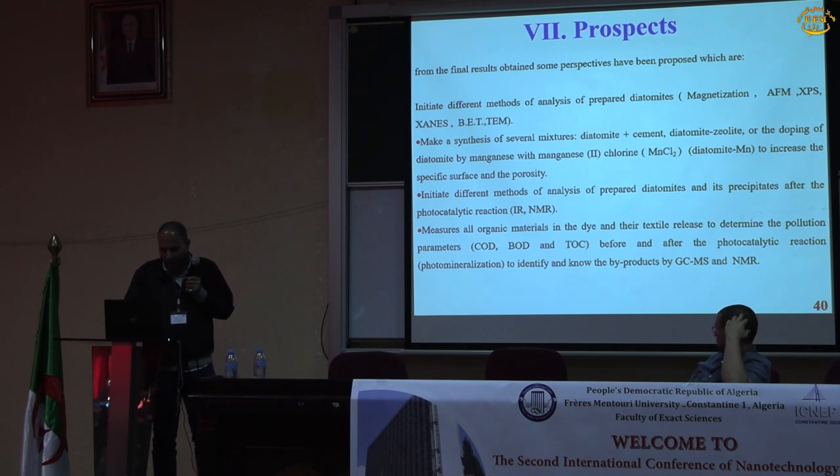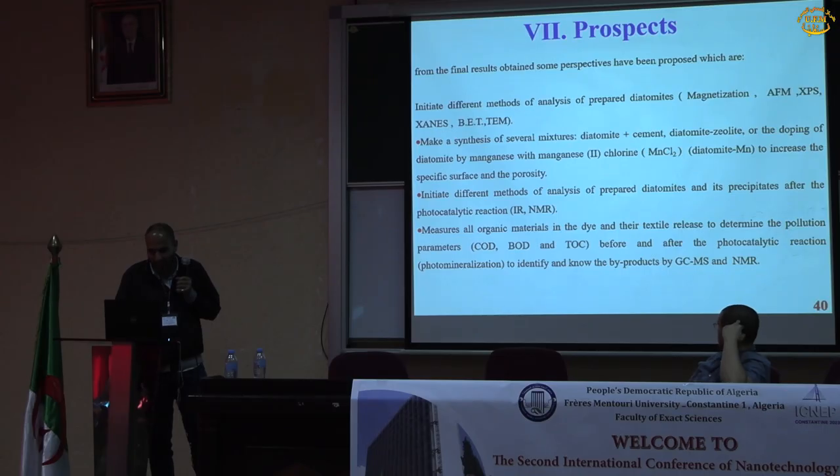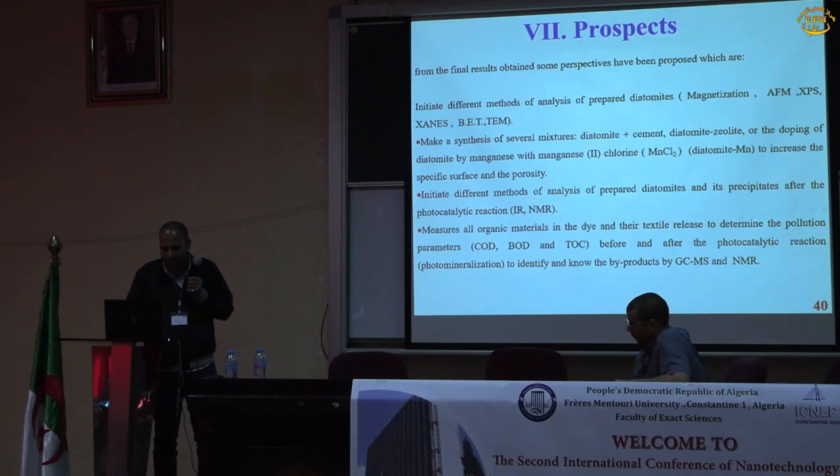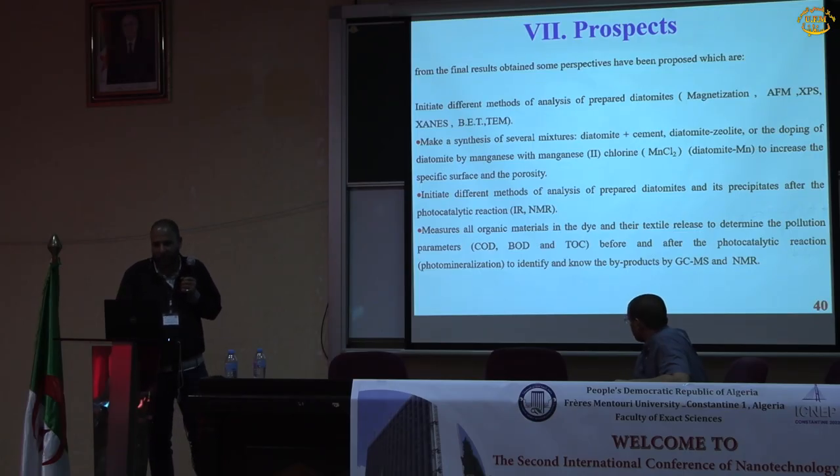Measures of organic materials: initiate different methods of analysis of prepared diatomite and its precipitates after the photocatalytic reaction. Use Fourier transform infrared and nuclear magnetic resonance. And measures on organic materials of the dye and their textile residues to determine the pollution parameters, chemical oxygen demand, biochemical oxygen demand, and total organic carbon before and after the photocatalytic reaction, and to identify and know by-products: gas chromatography, mass spectrometry, and nuclear magnetic resonance.